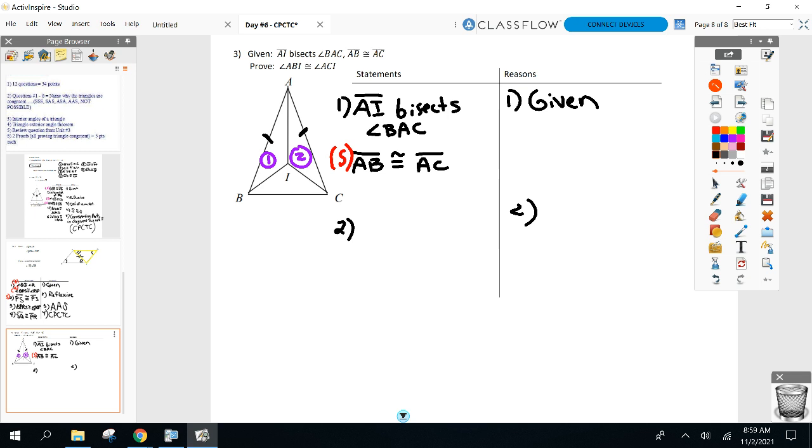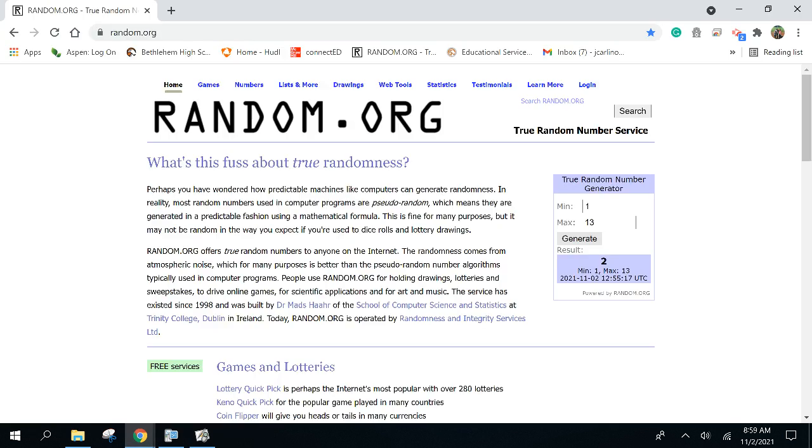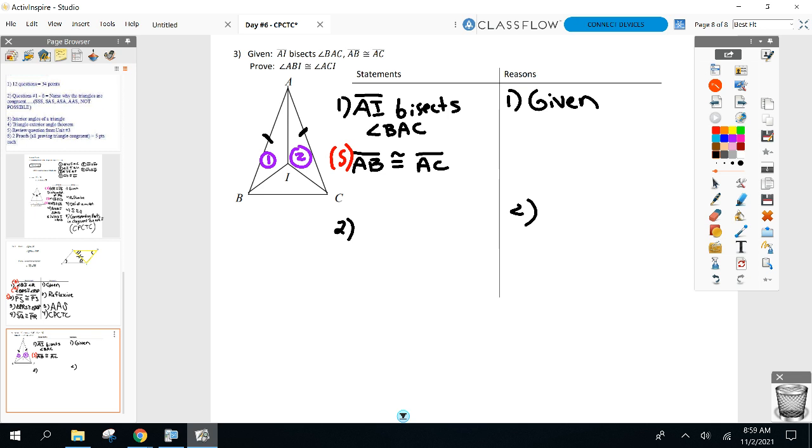Okay, how are you guys getting them congruent? I already have a pair of sides. I gave you that in the givens. One pair of sides is given. What else do you have? AI equals AI. Yep.